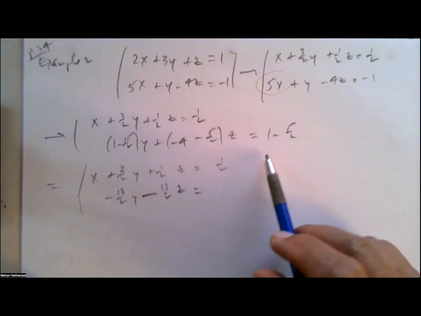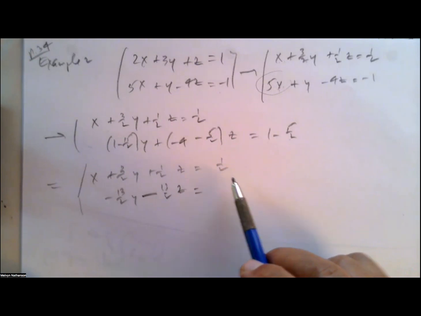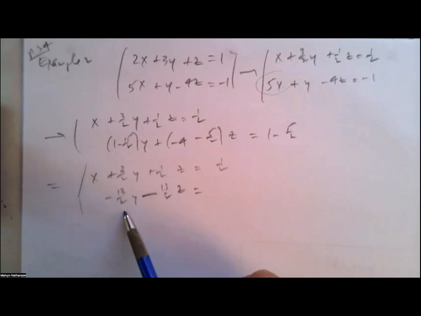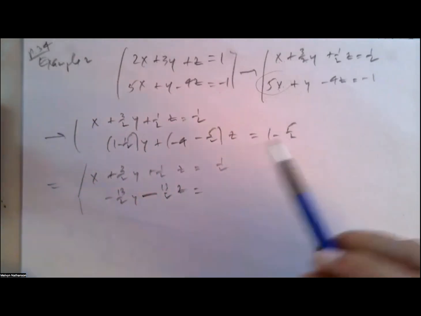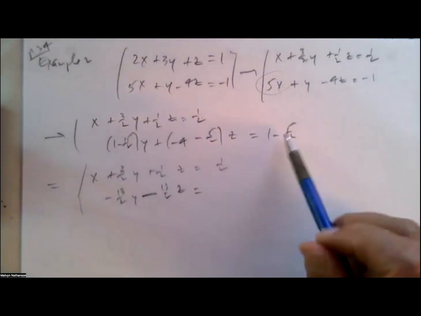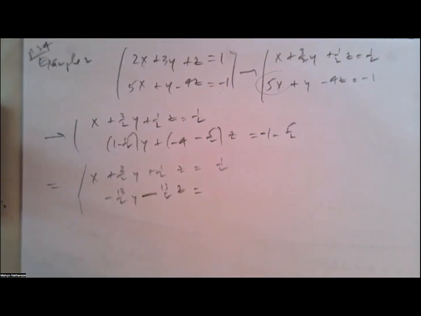I'm sorry, for the first part, why is it minus 13/2 y? Can you explain that? Yeah. 1 minus 15/2 is minus 13/2. Okay, got it. Thanks. And here this is minus 4 minus 5/2, which is minus 13/2, and 1 minus 5/2, which is minus 3/2.